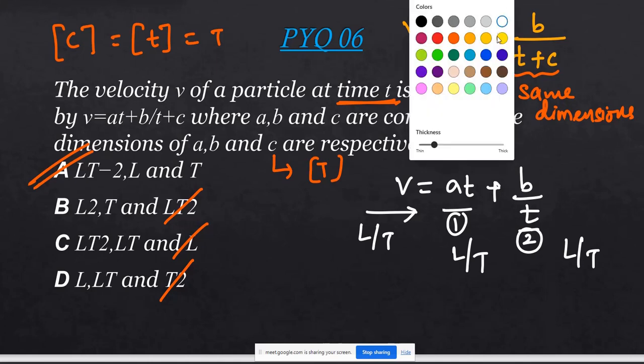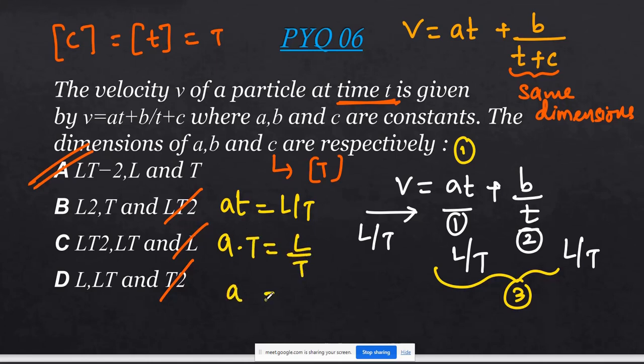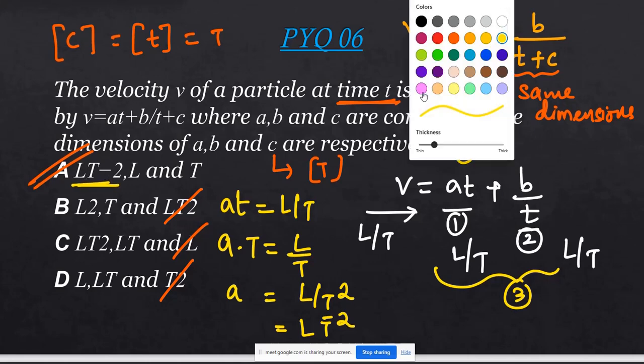First you are applying which point of homogeneity? Third point. Again LHS and RHS, you are applying the first principle of homogeneity. If you take the equality symbol, that means LHS dimensions and RHS dimensions are equal. Now we'll take the first one. AT dimensions are equal to L by T. T here is time. So T, L by T. What is A now? It is L by T square, that is L T power minus 2. That is what we got here.